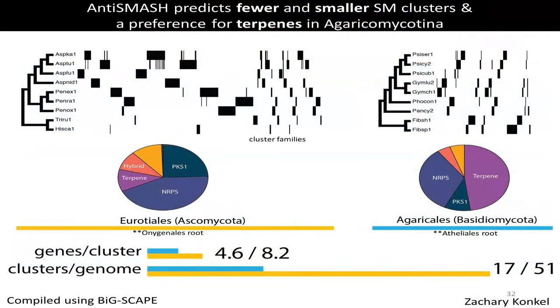Now I'm going to wrap up the talk today by talking about some of the patterns that we noticed in these genomes as we've characterized the gene clusters, and some of the differences that we've seen in the genetic architecture that seem to be relevant to how different fungi make secondary metabolites and/or don't make secondary metabolites.